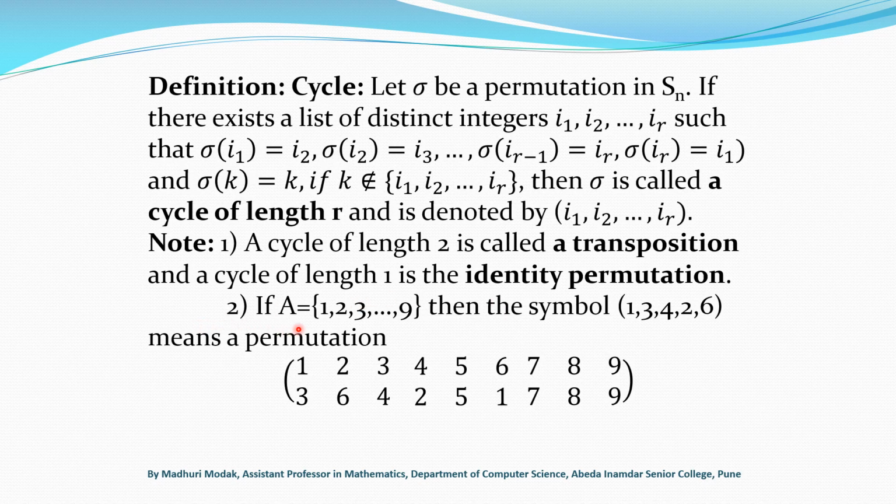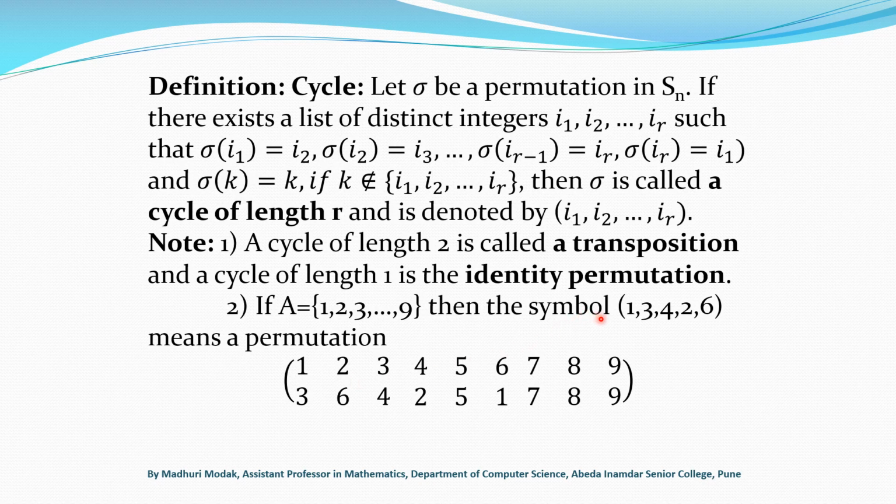Now, if A is 1 to 9, then the symbol (1, 3, 4, 2, 6) means a permutation. Now, see, as it is a permutation on 1 to 9, in first row we have written 1, 2, 3 up to 9. Now, this is one cycle because this is written in cyclic form. So, after 1 there is 3, it means 1 maps to 3. So, below 1 we have written 3. After 3 there is 4, it means 3 maps to 4. So, below 3 we have written 4. After 4, there is 2, means 4 maps to 2. So below 4, we have written 2.